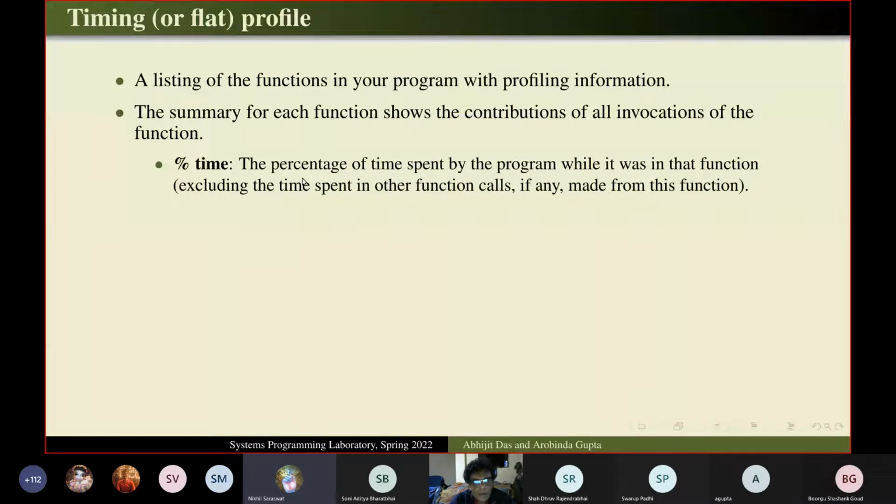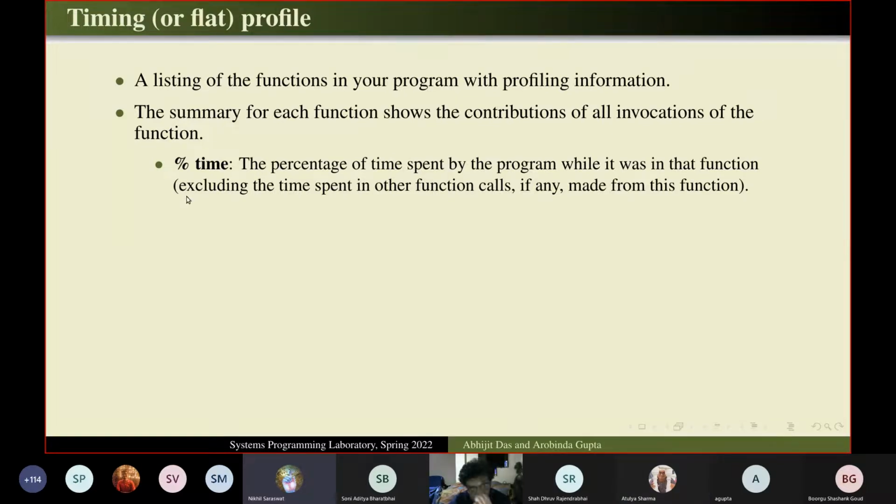Sir, what if there is a function and inside that function there are some other functions? So what happens in that case? We will see. Function f calls function g, let's say. But this execution was in function f for some point of time. When it goes to g, this is no longer counted here. So we will see examples.